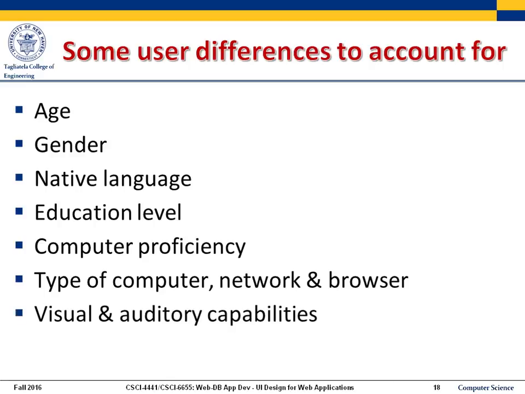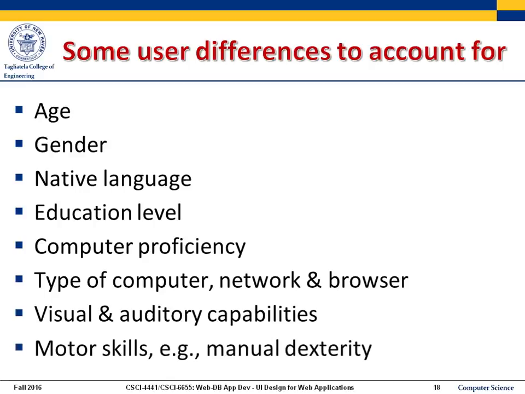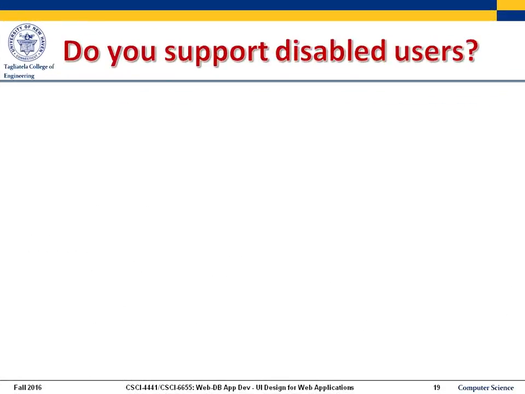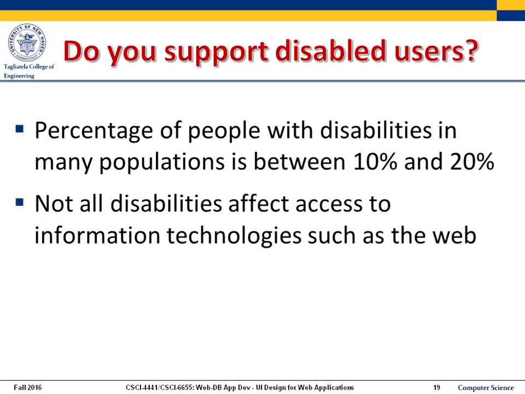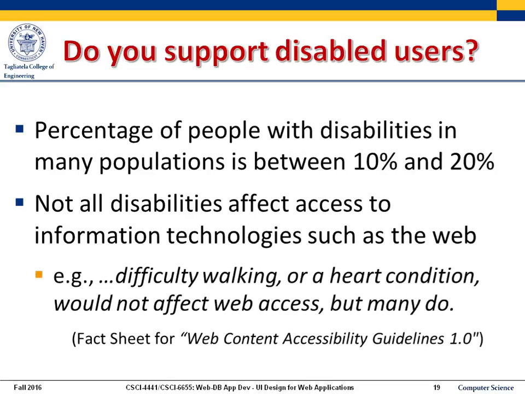Visual and auditory capabilities. This is something a lot of people don't pay much attention to because they don't appreciate that there are a lot more disabled people, using that term in many different ways, than they realize. So I'm going to talk about this for a second because this never gets talked about. The percentage of people with disabilities in many populations is between 10 and 20%. That's a lot of people. Not all of those disabilities affect what you might have in a web application, but many of them do.